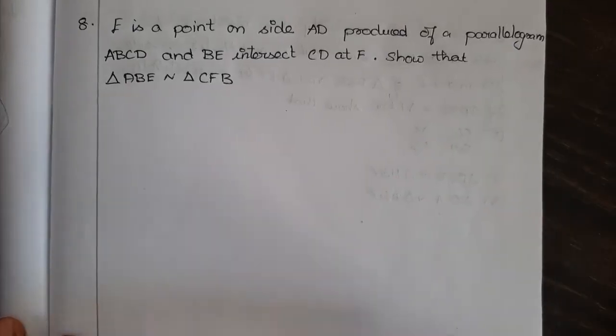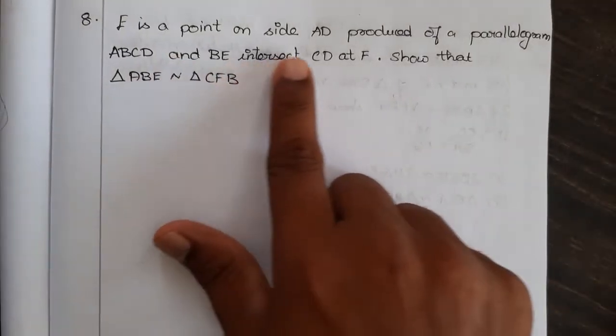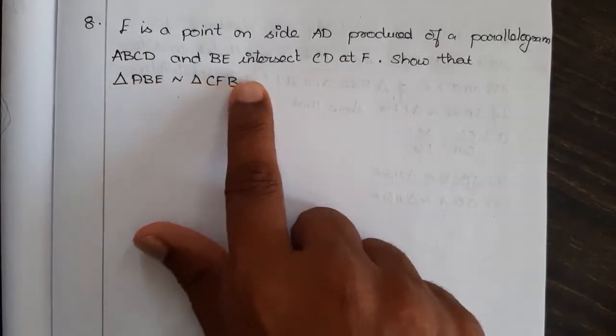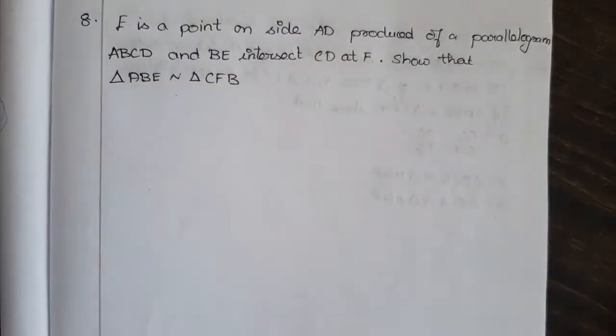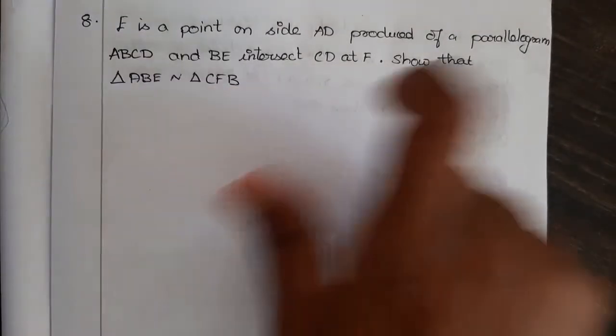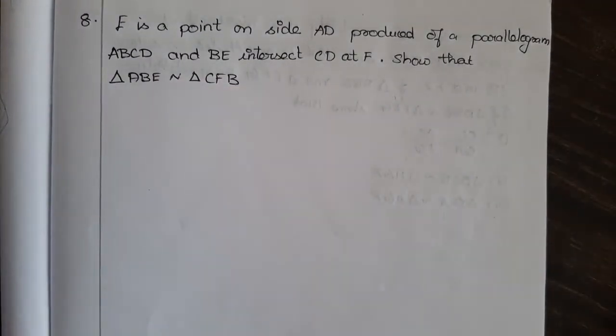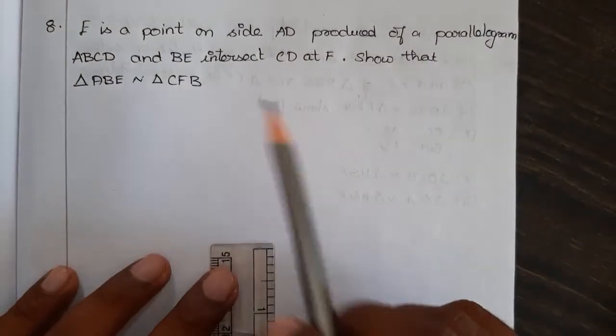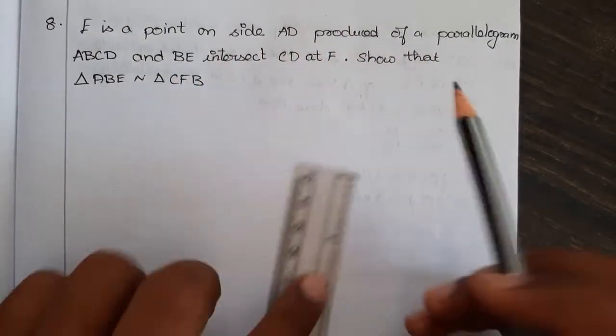So here we go for the next problem. E is a point on side AD produced of a parallelogram ABCD, and BE intersects CD at F. Show that triangle ABE is similar to triangle CFB. So first we have to draw the figure, then only we can prove it easily. So it is given a parallelogram ABCD.